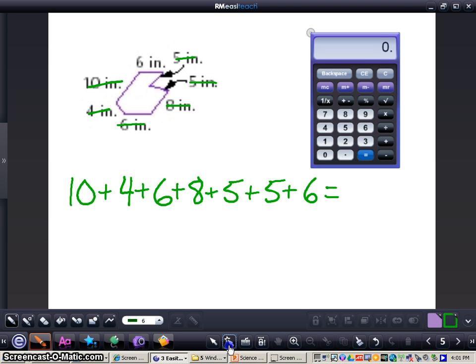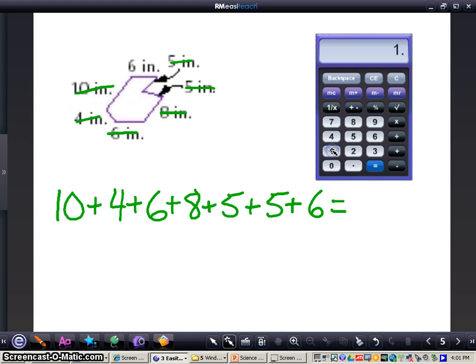Okay, so let's add 10 plus 4 plus 6 plus 8 plus 5 plus 5 plus 6. That gives me 44. Now I'm just going to double check this. I'm going to do it one more time. If I have the same answer, then I'll go with that.